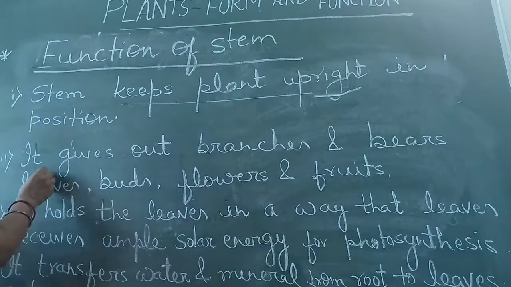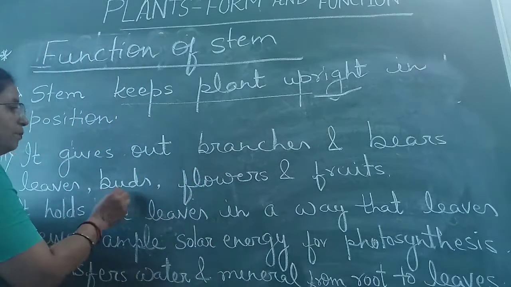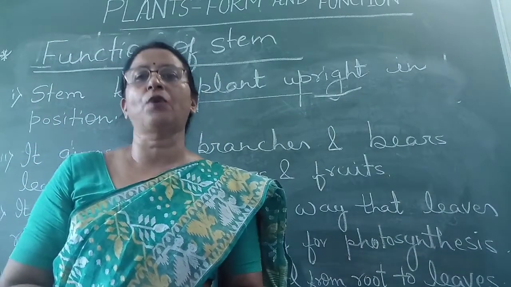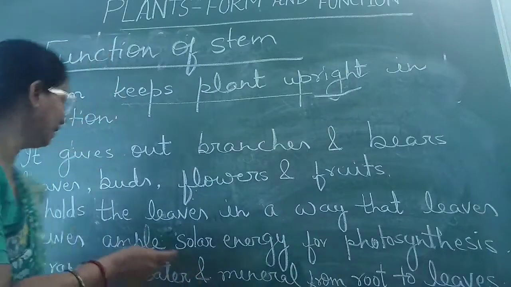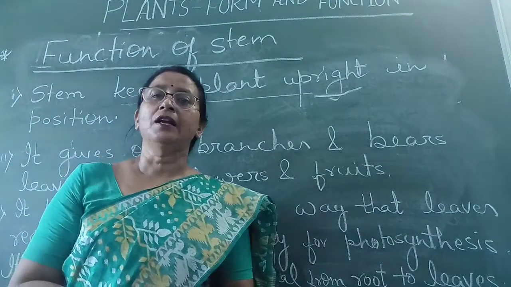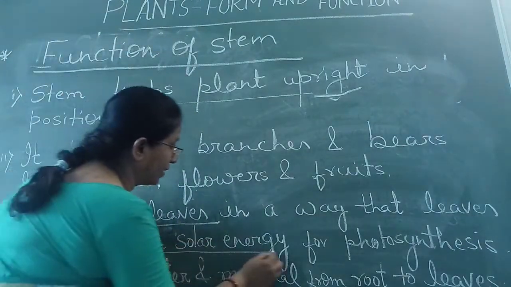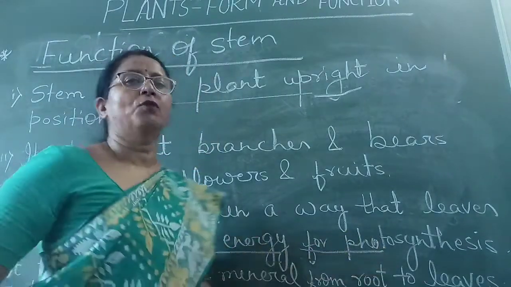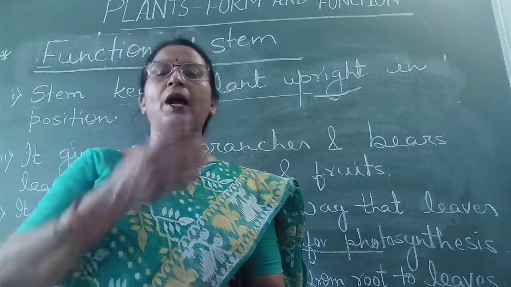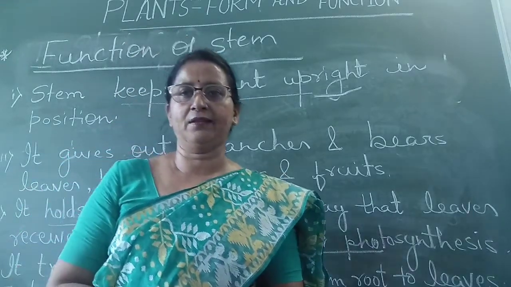Now come to the second function. It gives out branches and bears leaves, buds, flowers and fruit. These items are also useful for us. Now come to the third function. It holds the leaf in such a way that leaves can gain ample solar energy for photosynthesis. Photosynthesis plays an important role in the plant because it synthesizes food.